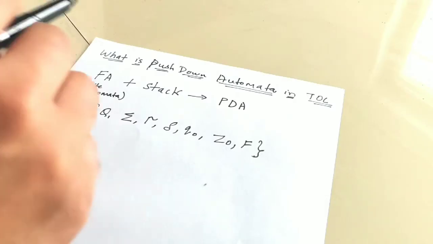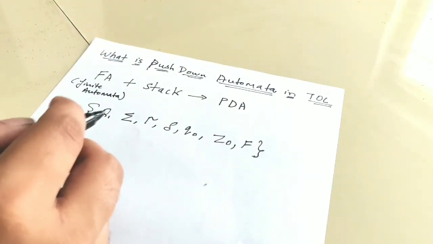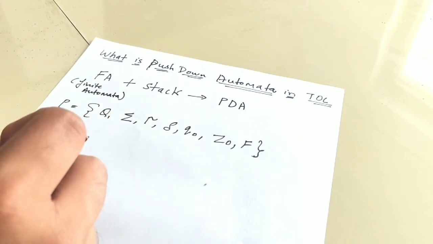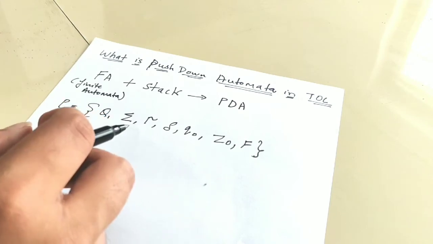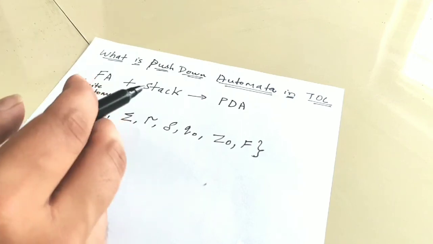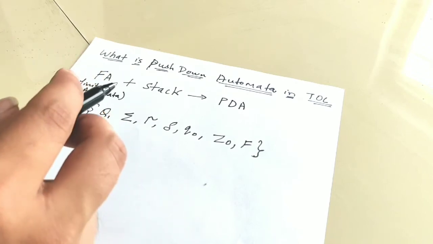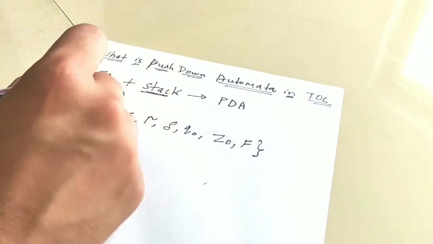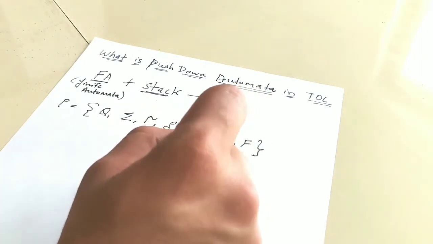Now let's see what is pushdown automata. We already know finite automata, and in that we studied NFA and DFA, and the finite automata is used to recognize the regular language. Regular languages are powerful, but we have languages which are more powerful than the regular language. So we need more powerful machines. If a language is not regular, then we need more powerful machines. So simply what we did, we added a stack to the finite automata. So finite automata plus stack is PDA, that is the pushdown automata.